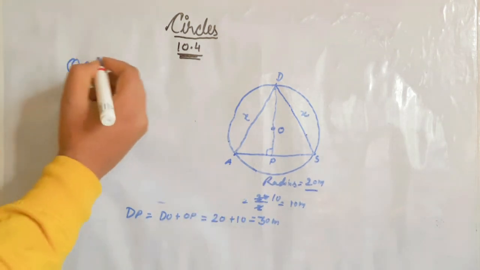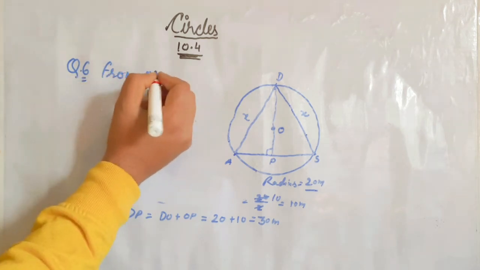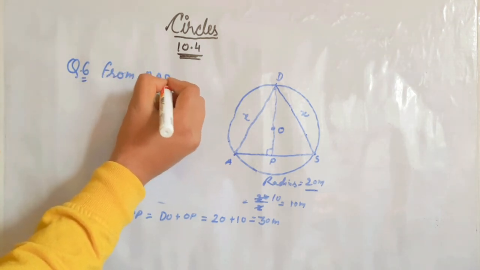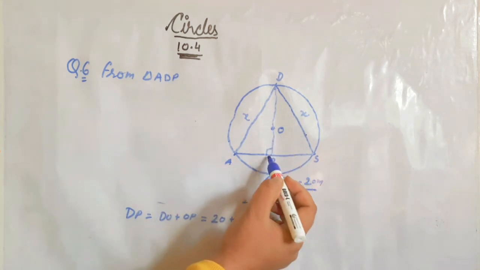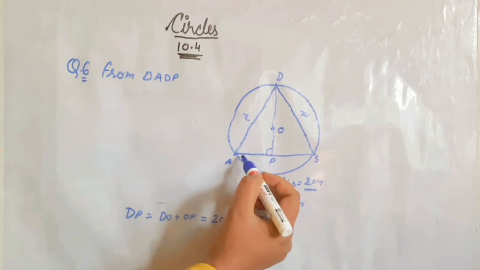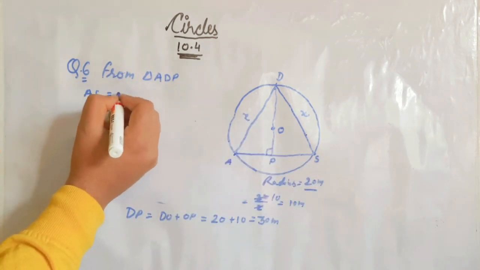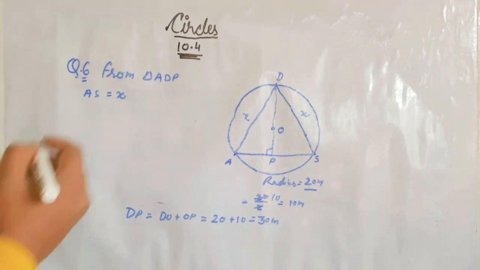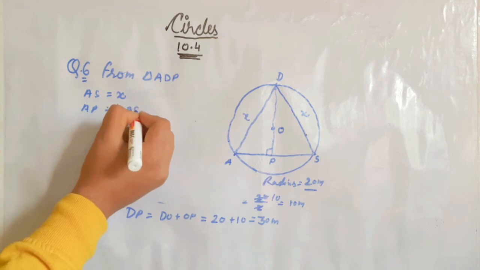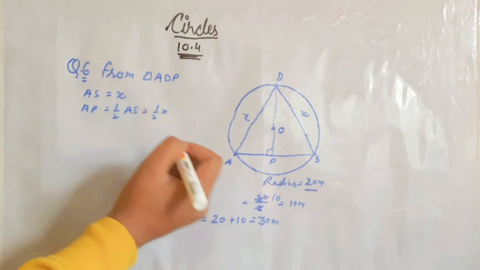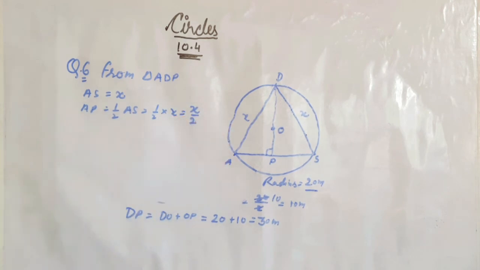Now, from triangle ADP, we know that ADP is a right angle triangle and the perpendicular bisects the chord also. If the length of AS is equal to X, then AP will be half of AS, which is half into X, and can be written as X upon 2.